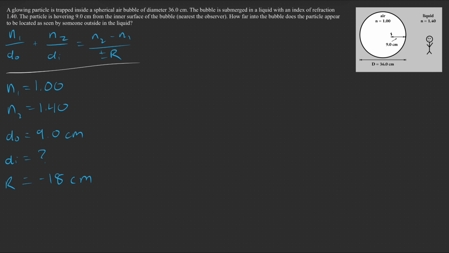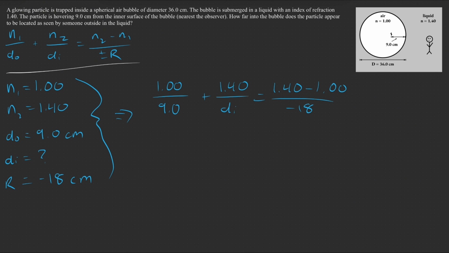The negative because the light hits a concave surface, and the 18 because it's half of the diameter, which is 36. So now that we have these values, we can go ahead and plug in to our equation. So I'm going to say 1.00 over 9 centimeters plus 1.40 over di is equal to 1.40 minus 1 over negative 18.